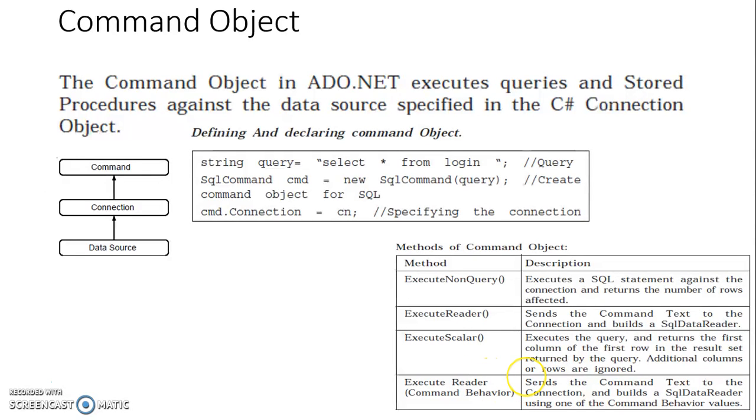ExecuteScalar is for a specific column: if you want to read a specific column or the first row in the result set, for example, then you can use it with the scalar. And ExecuteReader with the command behavior can also be used to read multiple rows where the connection is available. So you can perform any CRUD operation, insert, update, delete and select, using the command object with the specific connection availability and the classes availability.